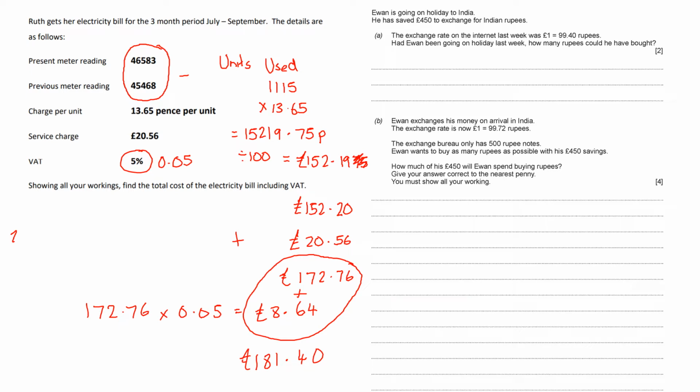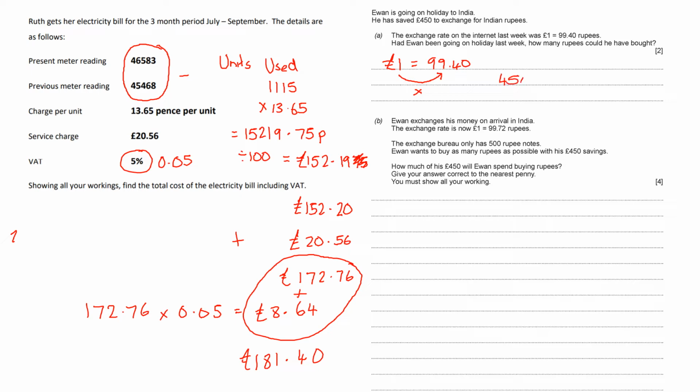Next question. Appreciate this has turned into a fairly long video, but hopefully worth your while. So foreign exchange. In a foreign exchange question, you're going to be told what £1 is equal to in another currency. In this case, we're talking about rupees, so it's 99.40 rupees. And it'll tell you how much money you're changing. So we're changing £450 into rupees. So if you're changing pounds into rupees, you times by that number.